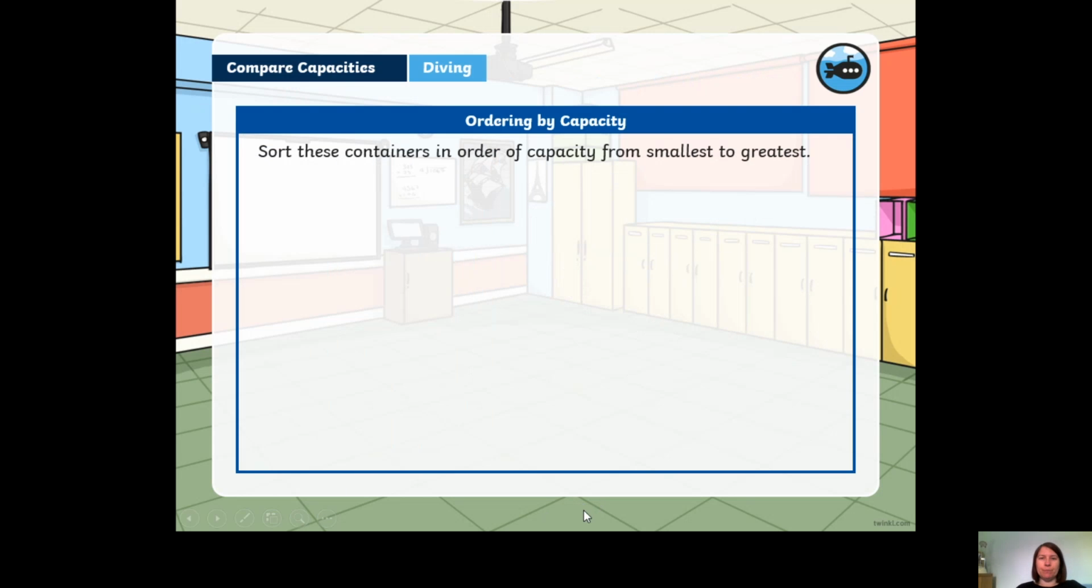Let's have a look at the first one then. These are ones where we're just practicing the skills that we've already learnt. So sort these containers in order of capacity from smallest to the greatest.